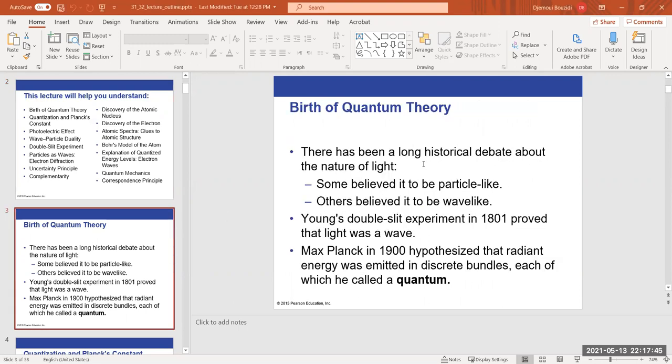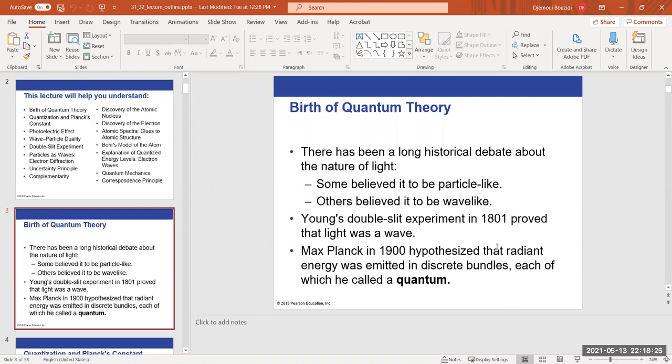Okay, so there has been, like I said, a long historical debate about the nature of light. This is the point that I started with. Is light a particle or is light a wave? Early on, Mr. Newton suggested a corpuscular theory of light, that light is made up of tiny particles, and those tiny particles can explain the phenomena of reflection and refraction. Later on, the double slit experiment of Mr. Young showed beyond the shadow of a doubt that it was a wave, and we were able to find the wavelength and the frequency of such waves.